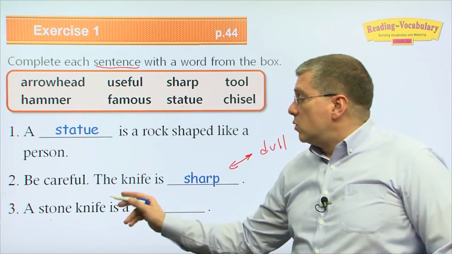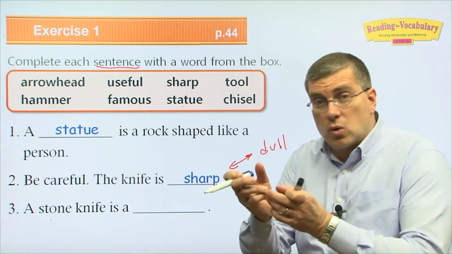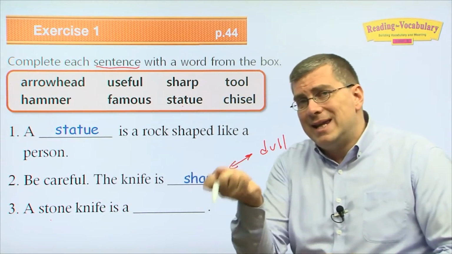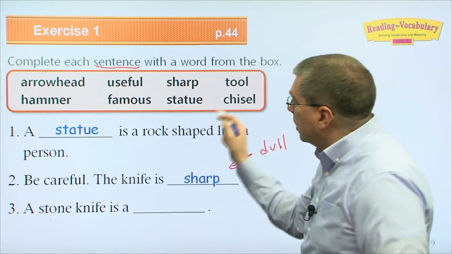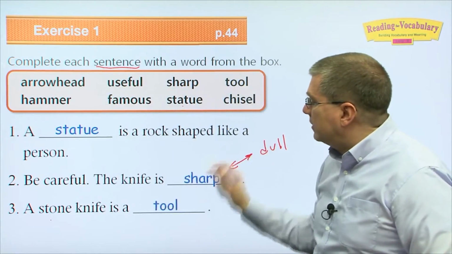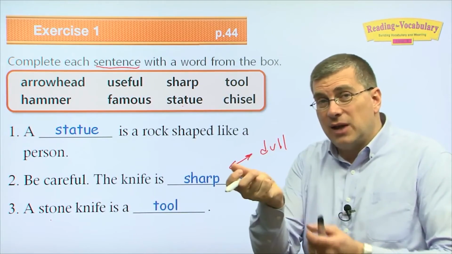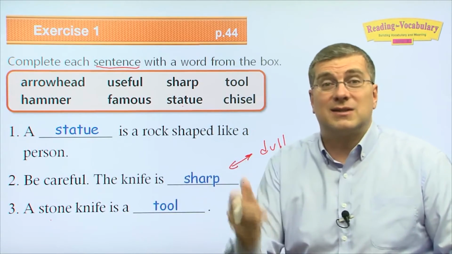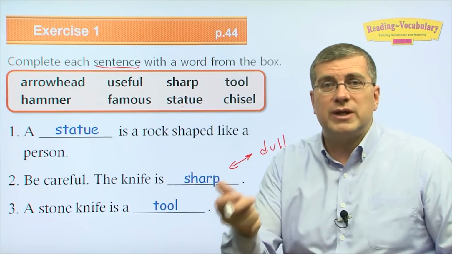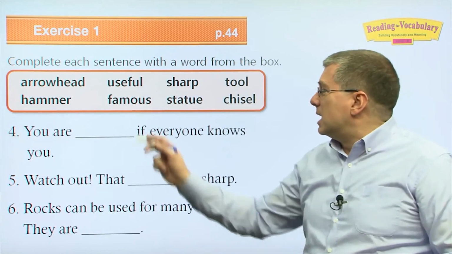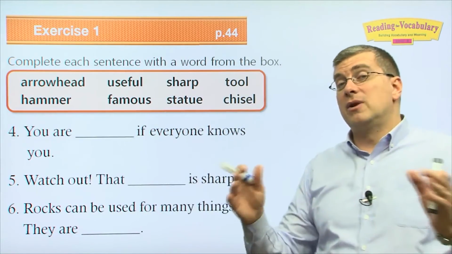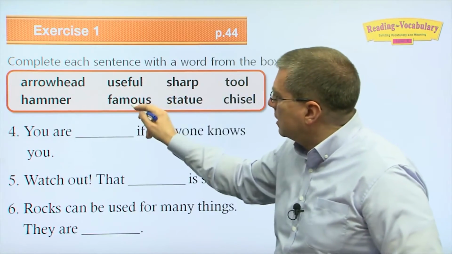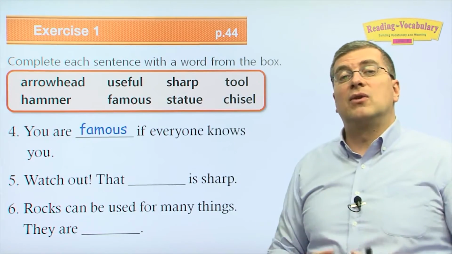Okay, number three. A stone knife is a stone that you use as a knife. So if you're using a rock or a stone as a knife, it's not a stone or rock anymore. What are you using it as? You're using it as a tool. A stone knife is a tool. So a tool is something that you use to get something done. Okay, next one. Number four. You are beep if everyone knows you. So everybody knows your name, right? That means you are, of course, famous. You are famous if everyone knows you.